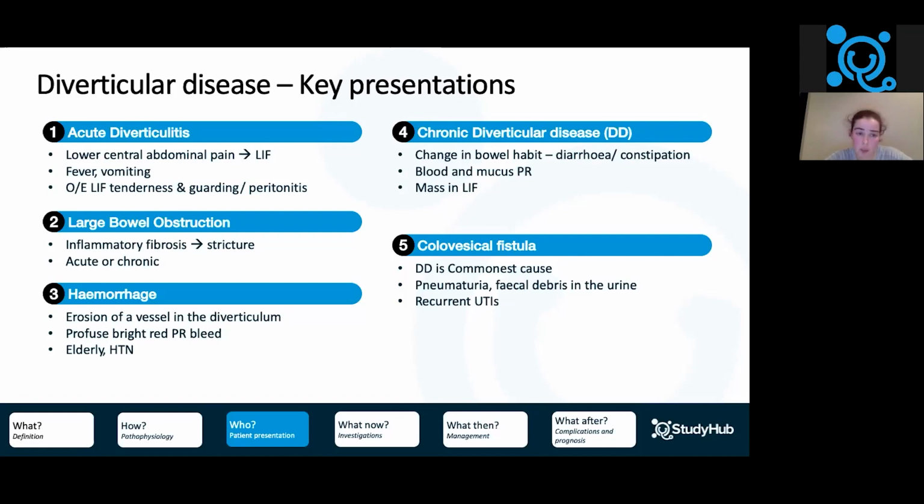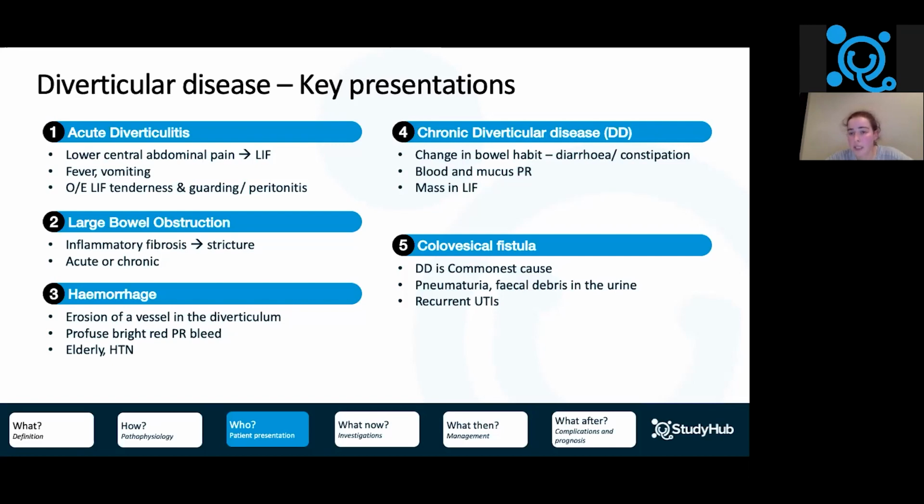Patients may present with large bowel obstruction, and the patients can have an inflammatory fibrosis, which leads to stricturing. Patients may present with hemorrhage. They don't tend to present with acute diverticulitis and hemorrhage at the same time; they tend to present with just one or the other. When they present with hemorrhage, that's due to an erosion of a vessel in the diverticulum, and it's usually a profuse bright red bleed, common in the elderly.